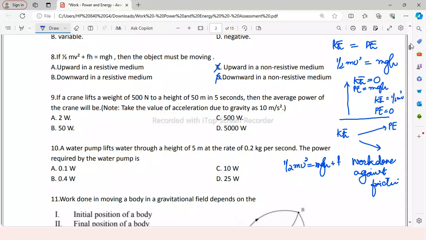plus work done against the friction, and work done is nothing but force and displacement. F for frictional force and this h here to represent the displacement, right?